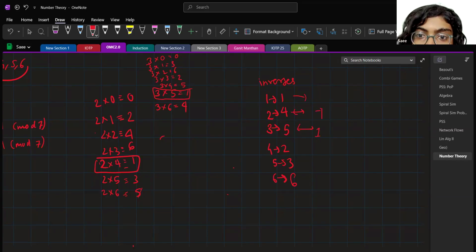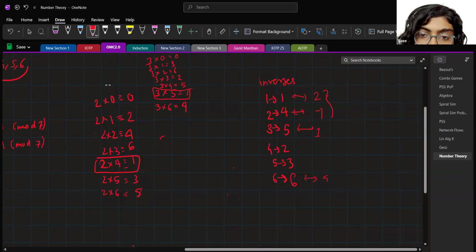But it doesn't always seem to work, right? Because for 1 and 1, you're getting 2. For 6 and 6, you're getting 5. It doesn't seem to always work. Maybe it does generalize to something later, but for now it doesn't seem to work.